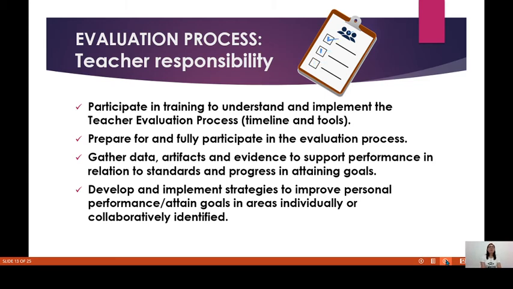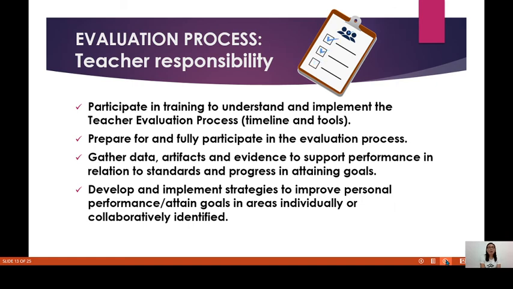Okay, evaluation process. Let's talk about the teacher responsibility, our responsibility. Participate in training to understand and implement the teacher evaluation process, so that we all know what documents to be passed, what the process is all about. That's it. Prepare for and fully participate in the evaluation process. We must always be ready. We always have complete papers, and never forget the MOVs during evaluation.